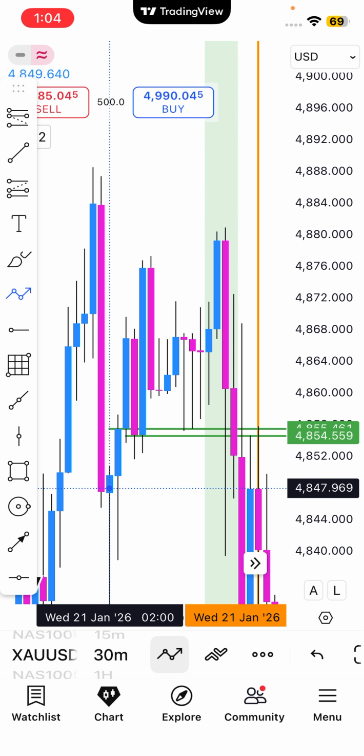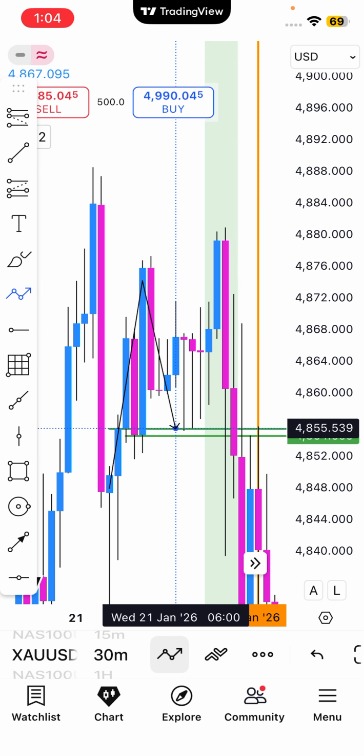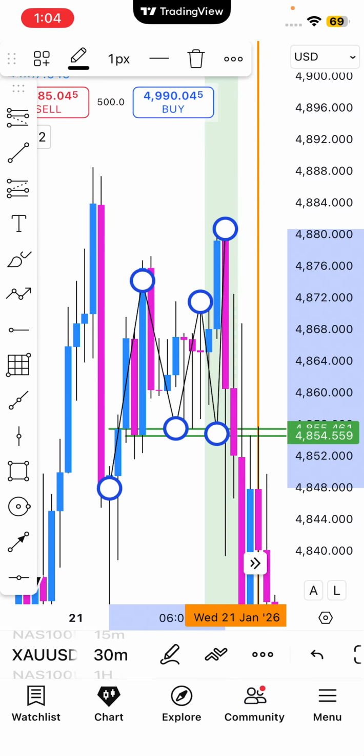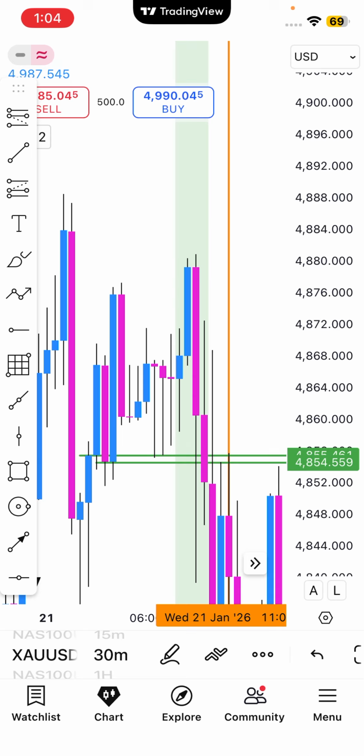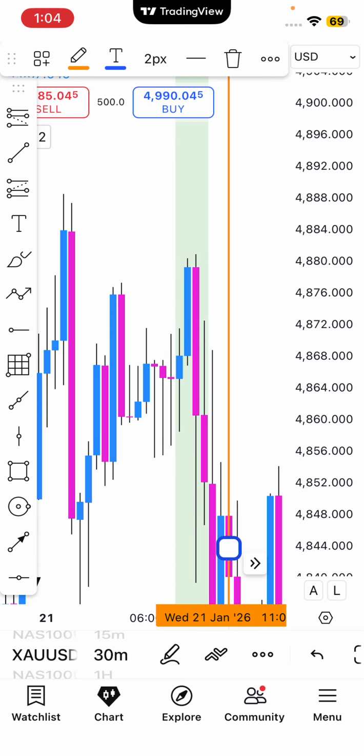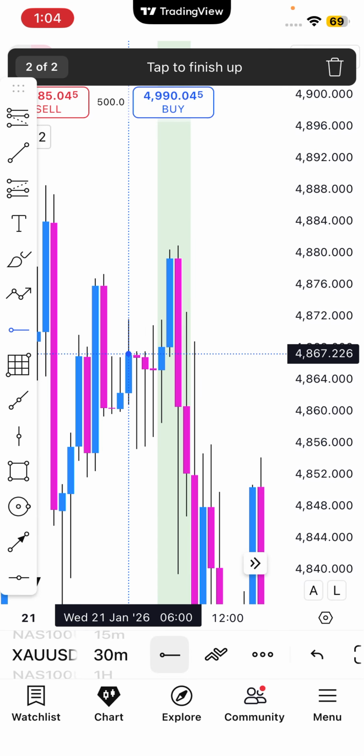You can see here, I was waiting for price to pretty much come back and tap it, and then continue to go up. But the price never did it, so that's okay. So for me personally, there was no trade on Wednesday. This wasn't a good trade for Wednesday.